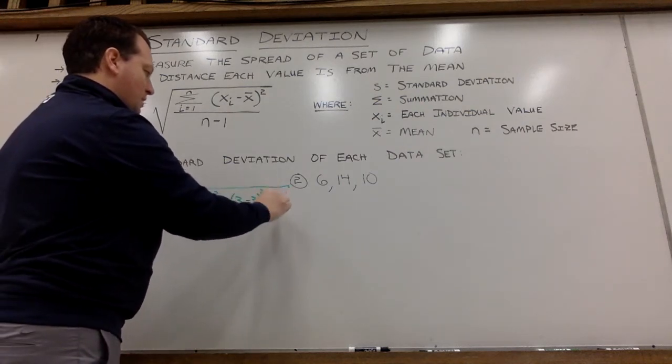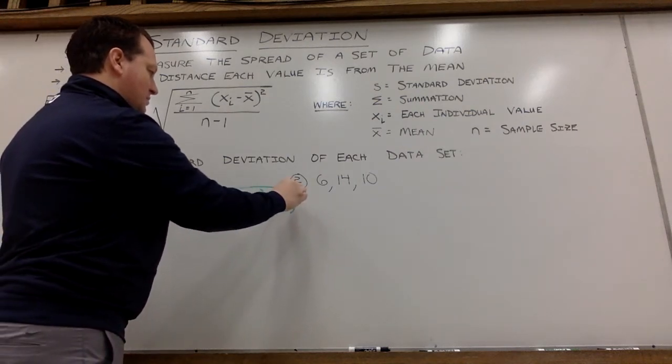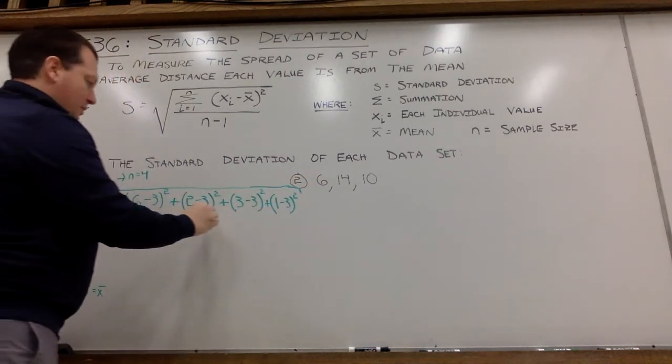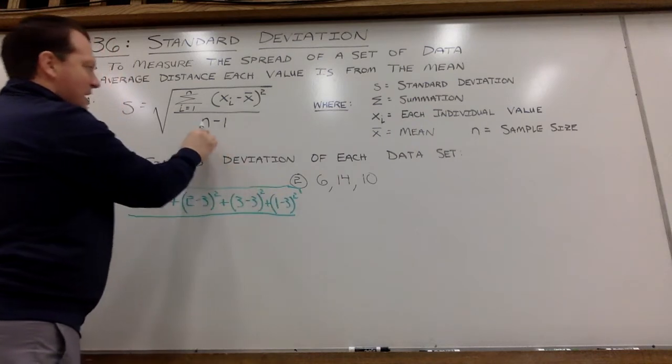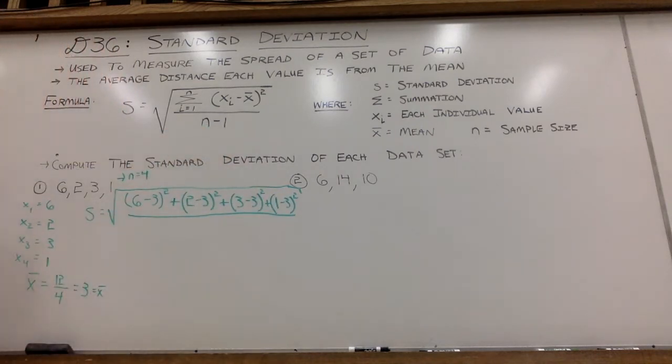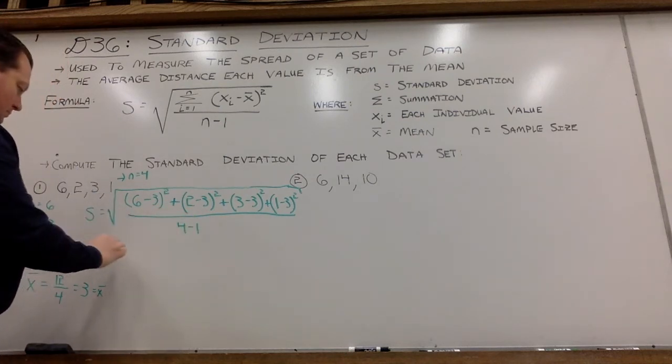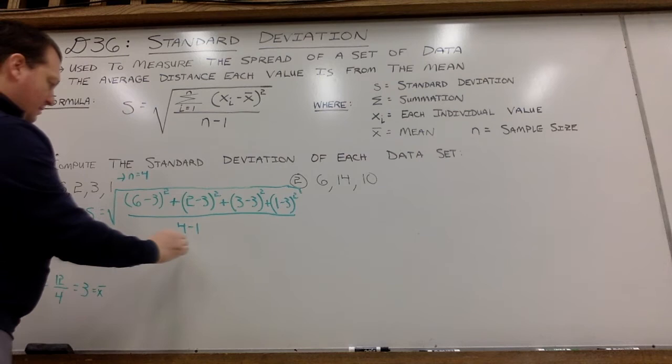Got to get my square in there, minus the mean squared. All right, so I have that all over n minus 1. Again, n is my sample size 4, so 4 minus 1. So I'm going to simplify here.